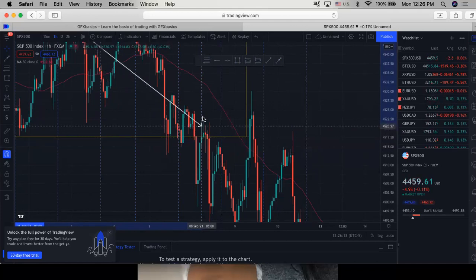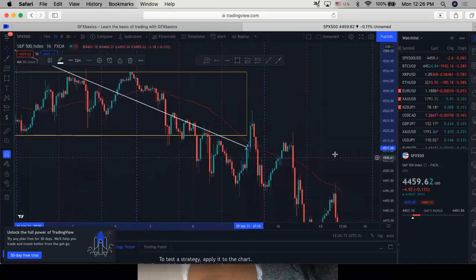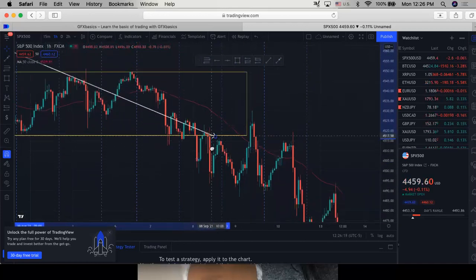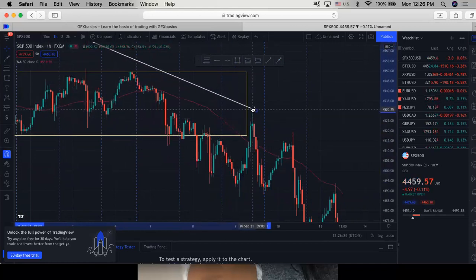Okay, we get a little bit of drawback and then we drop down all the way to here before we get this other pullback.